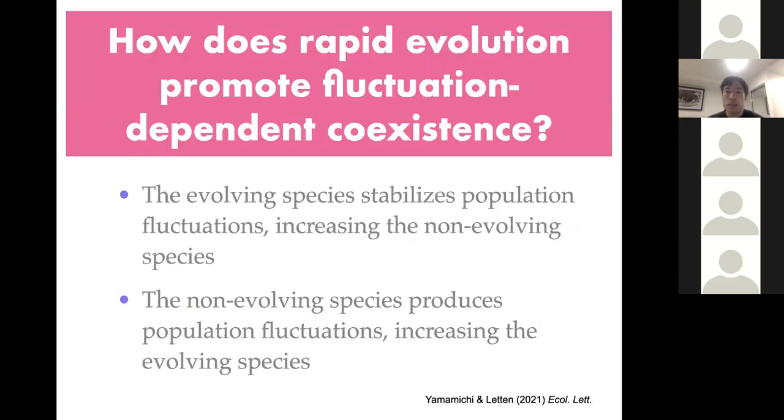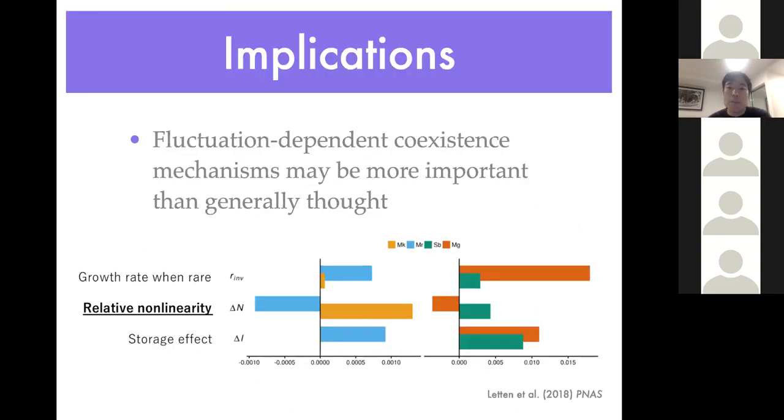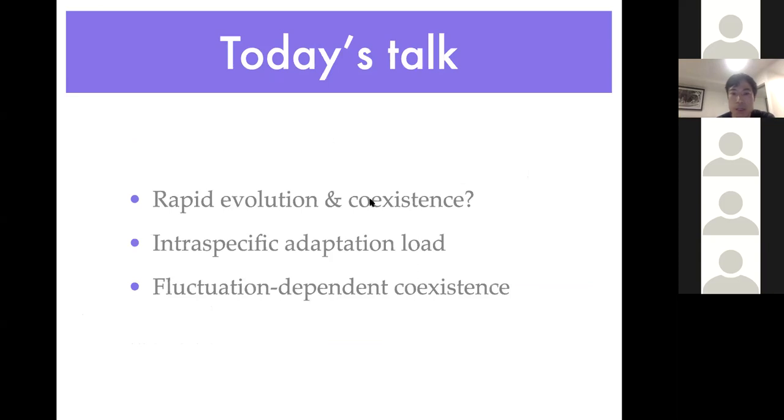So as a conclusion of this study, we show that the evolving species stabilizes population fluctuations, and this results in the increase of the non-evolving species. And the non-evolving species produces fluctuations, and this is good for the evolving species, and that results in coexistence via fluctuations. And recent empirical studies have shown that fluctuation-dependent coexistence mechanisms may be more important than previously envisaged. So our study, which showed the potential effects of rapid evolution for broadening the parameter space for fluctuation-dependent coexistence, is supporting this kind of view, which means that fluctuation dependence is everywhere and important for coexistence. Okay, so that's the second topic.